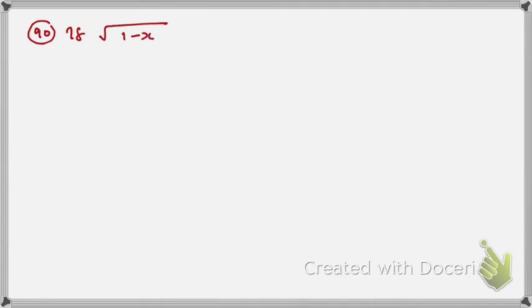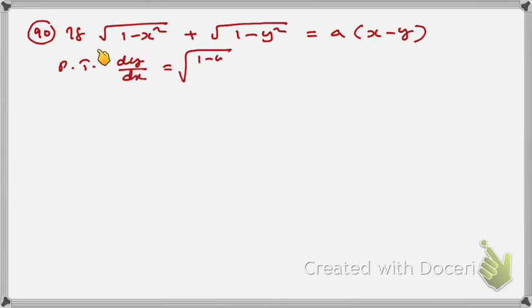We move on to the next question. This is again a very, very important question. Prove that if root of 1 plus x square plus root of 1 minus y square is equal to a into x minus y, then dy by dx is equal to root of 1 minus y square upon 1 minus x square. Now this we don't attempt to differentiate directly. You will find it very difficult to do this.